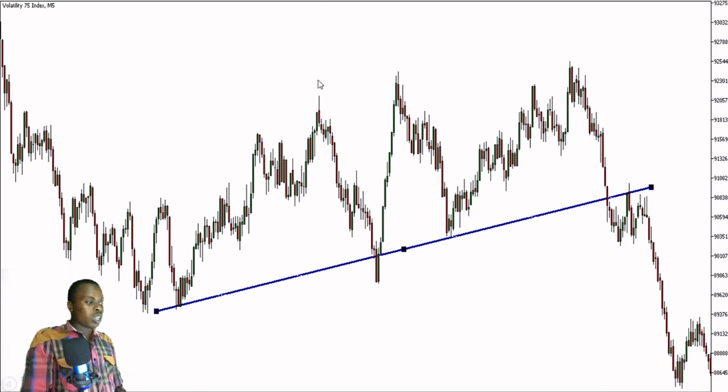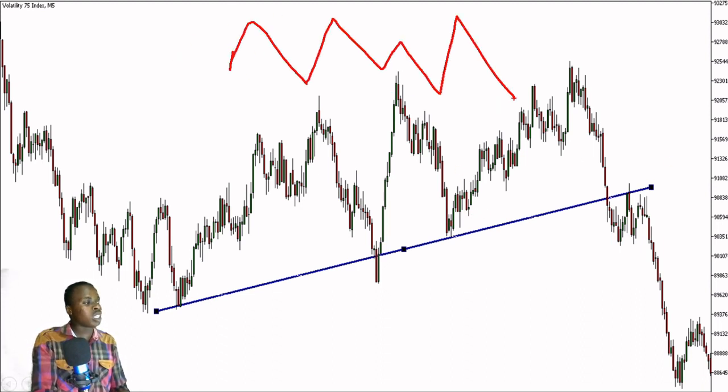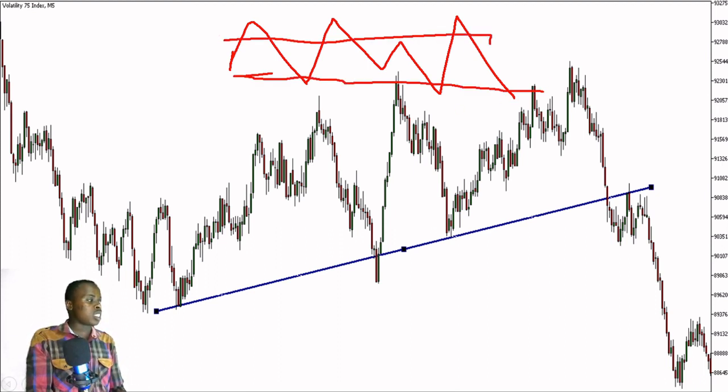And you can also have support and resistance when the market is just moving sideways, right? This is the most time you are going to see the market moving sideways, and you have support and resistance. So support and resistance is the area of value, and it tells you where to buy, right?